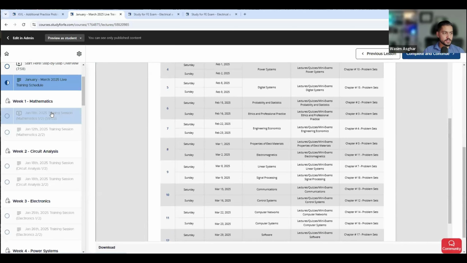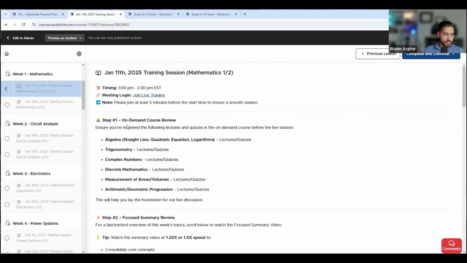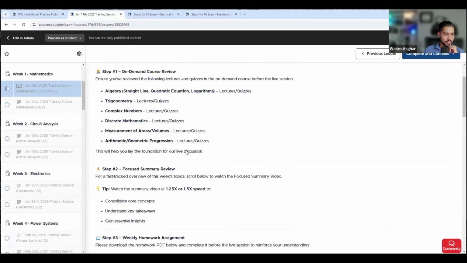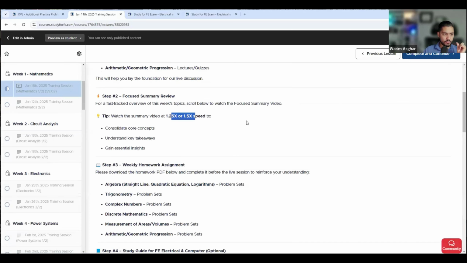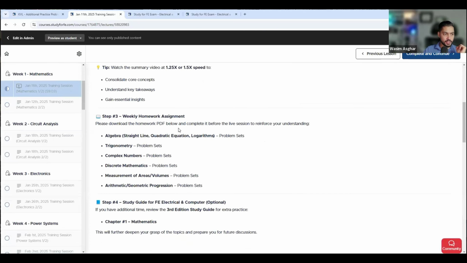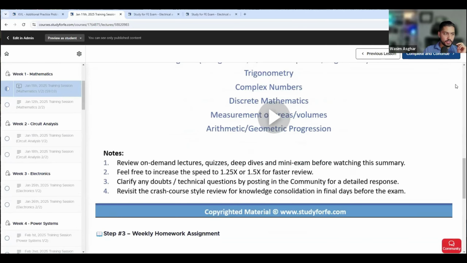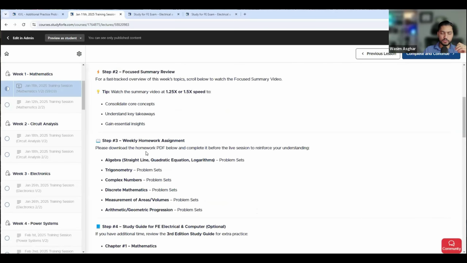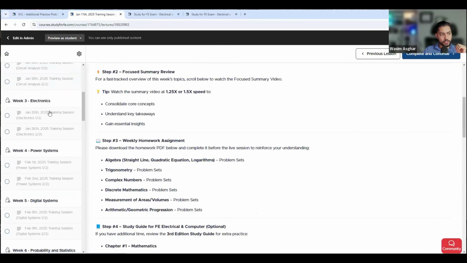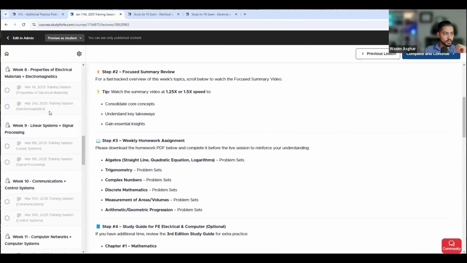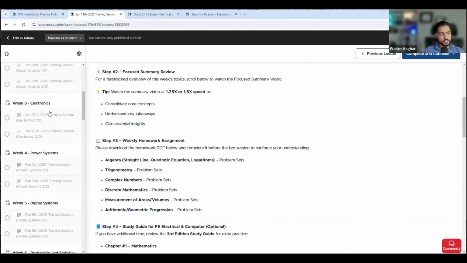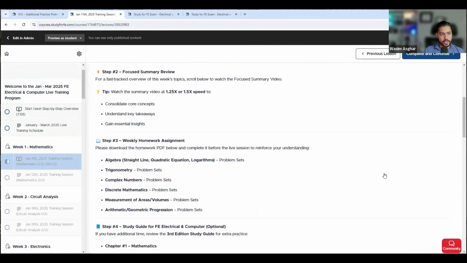And as far as the live training is concerned, the expectation is that students are basically going to be working through the topics of the week that I assign, lectures and quizzes, and they complete them. I put together focus summaries for them that they can go through at 1.25x, 1.5x. I give them weekly homework assignments on every single topic, and a study guide they can utilize as well. These are the crash course summaries. And then during the class, we go through all of these topics in detail. And over a 12-week period, you're going to see that we'll be covering all the exam sections in a fairly efficient time.